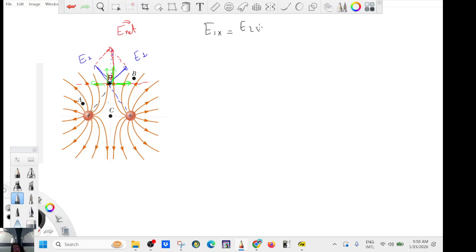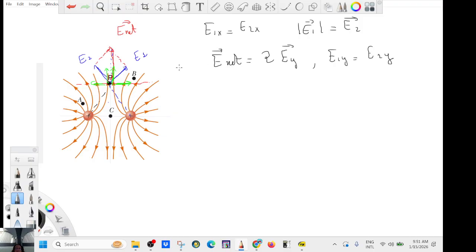You agree? They cancel out. They kill each other out. So we only have to worry about the y component, which will add up. The magnitude is the same, right? The magnitude of E1 equals the magnitude of E2, because the distance is the same. Agree? So in vector form, E net is just equal to 2 times the y component, and the y component is the same for both.